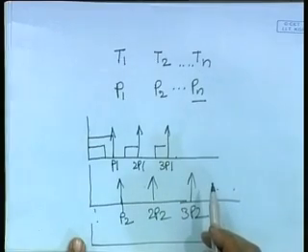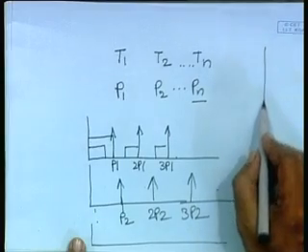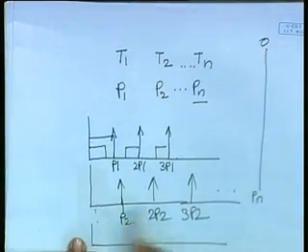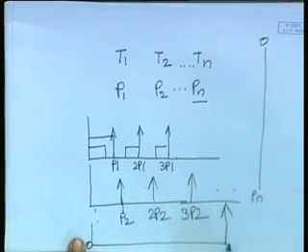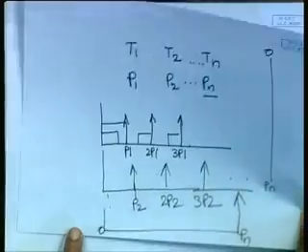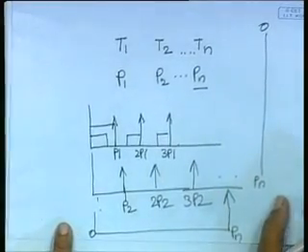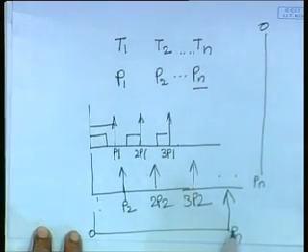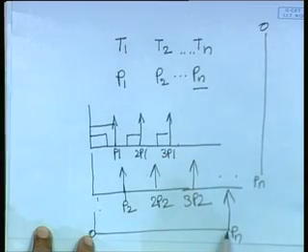What do you think? Can we store the entire schedule starting from 0 up to Pn? Let us say this is Pn, the nth task. If we store 0 to Pn, will this be enough? No. Why is that? Some of the tasks get partially completed by that time. So, let me draw another diagram.